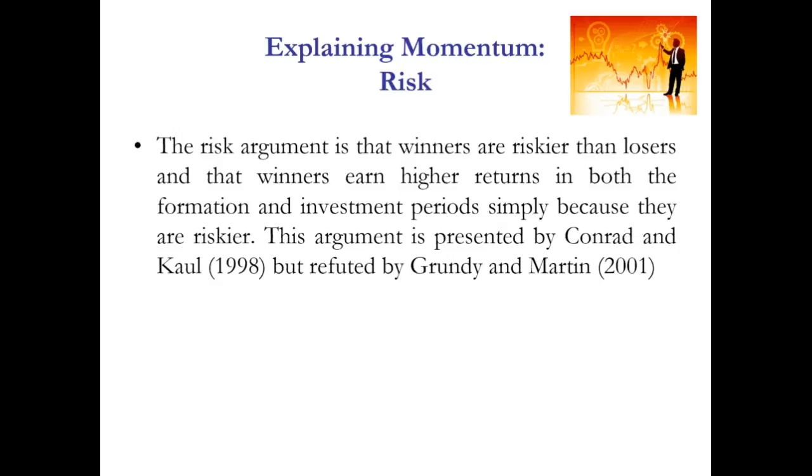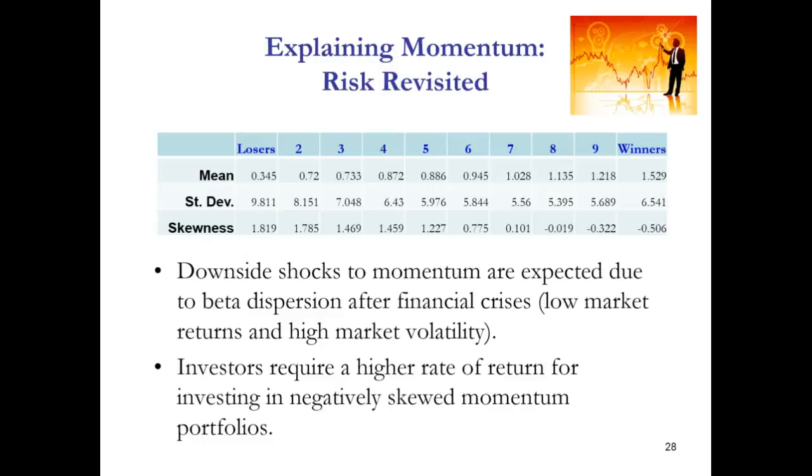This argument was first put forward by Conrad and Kaul in 1998. However, there's been a large body of evidence that's shown that the momentum strategy does not appear to be explained by exposure to risk. Hence, this particular explanation has largely been debunked. However, one potential alternative risk-based explanation might be if we look at risk in a non-conventional, non-traditional sense.